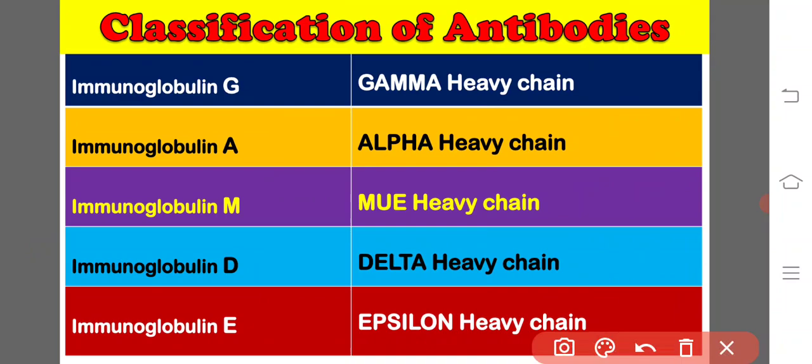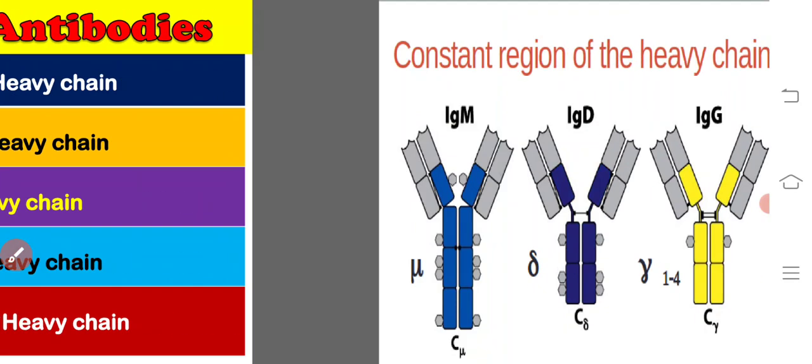Let us see. Immunoglobulin G has the gamma type of heavy chain. Immunoglobulin A, alpha type of heavy chain. Immunoglobulin M, mu type of heavy chain. Immunoglobulin D, delta type of heavy chain, whereas immunoglobulin E contains the epsilon type of heavy chain. So there are 5 different classes of antibody molecules which contain different kinds of heavy chains in their structure. Let us see one by one.